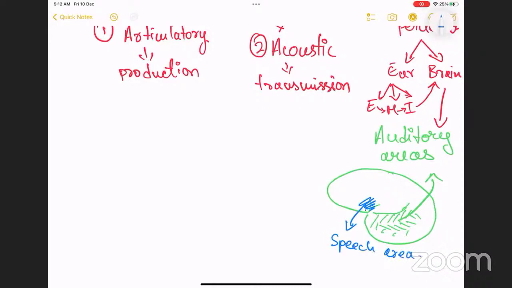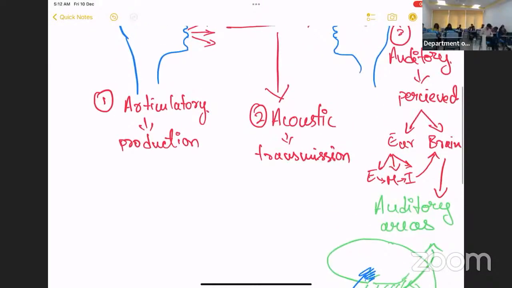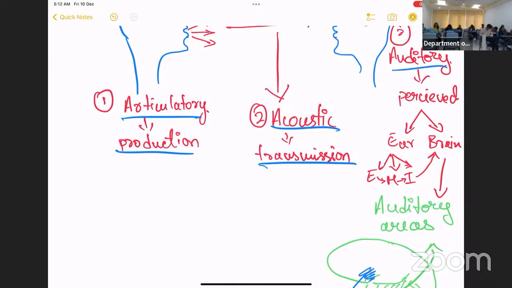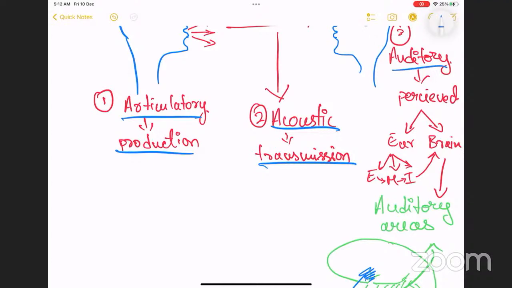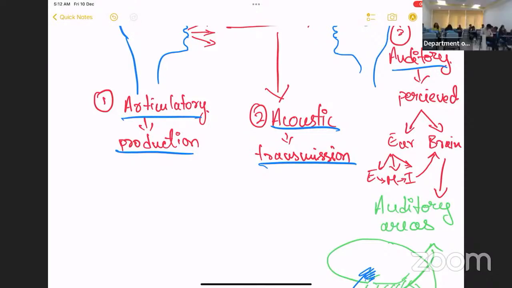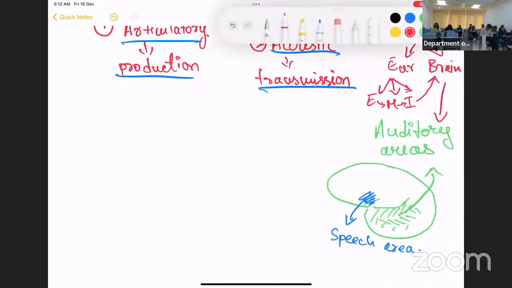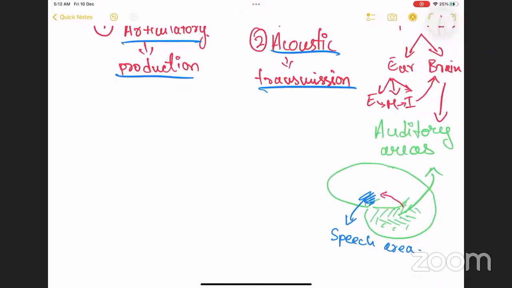Okay. Now, when you have the sound that has originated here, that is articulatory phonetics. It got transmitted, that was acoustic, and then you have auditory phonetics where it is perceived. When it is being perceived, remember that it first reaches the ear. In the ear, you have the external ear, it goes to the middle ear, and then to the internal ear, and then it reaches the brain. In the brain, where does it specifically go to? It goes to the auditory areas. And from these auditory areas, the information is then relayed again to the speech area.